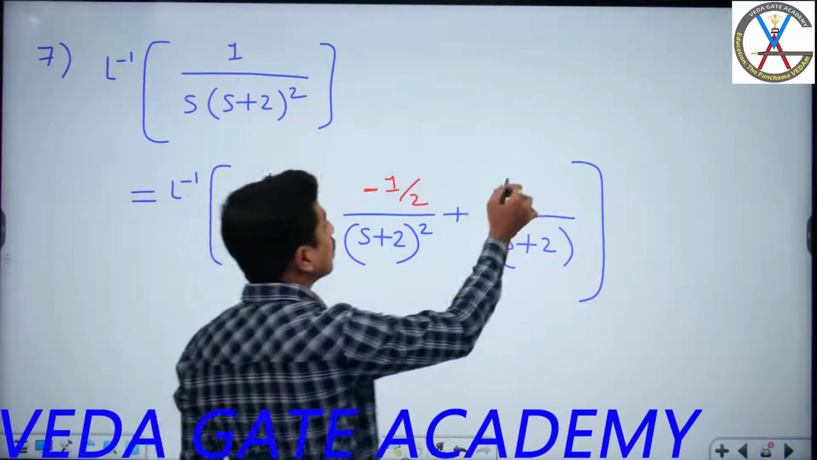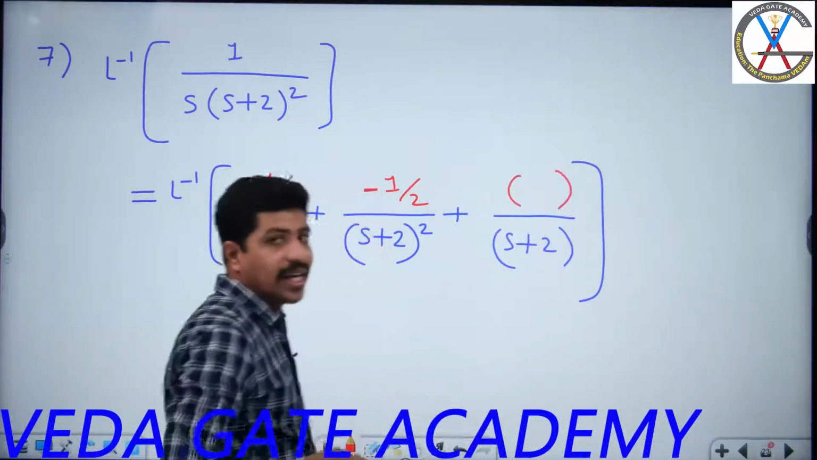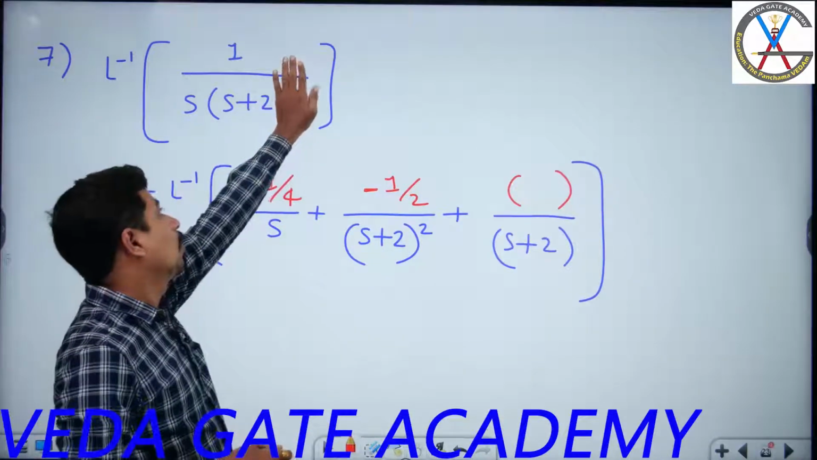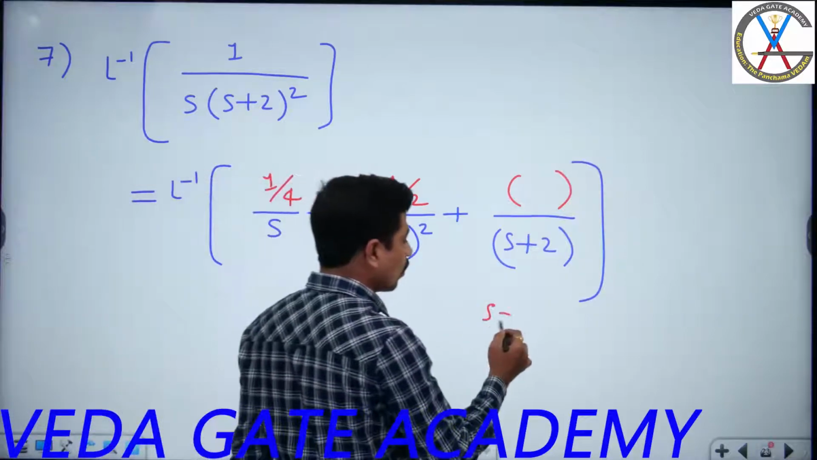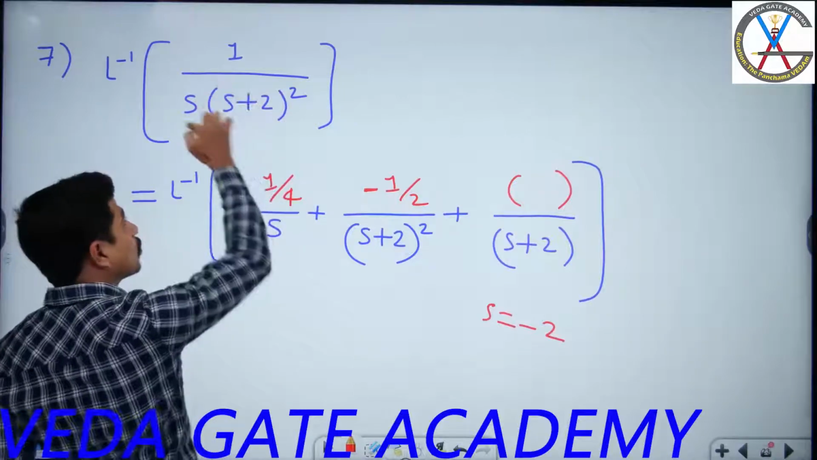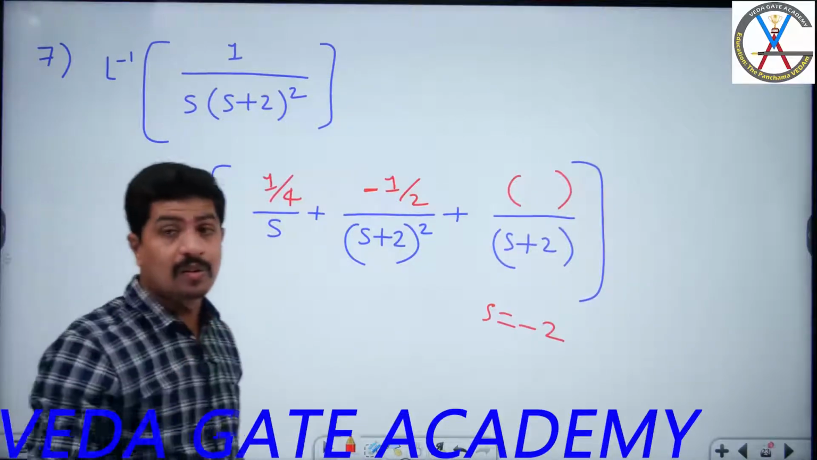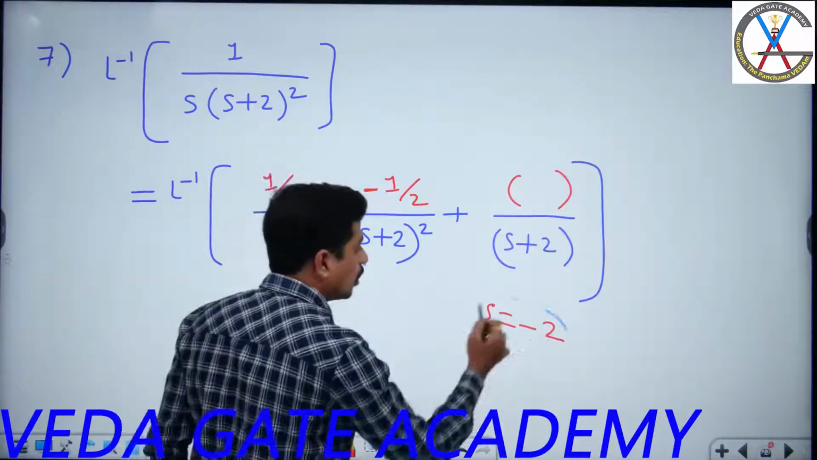Now, how to find this one? We cannot do it in the previous way, because if I mask the s plus 2 to the power 1, one more s plus 2 will be there. If you make this equal to 0, you get s equal to minus 2, and after masking the square, if you put s equal to minus 2 in the total, it becomes 0. 1 by 0 will be infinity. That process is not correct. How to find this one?